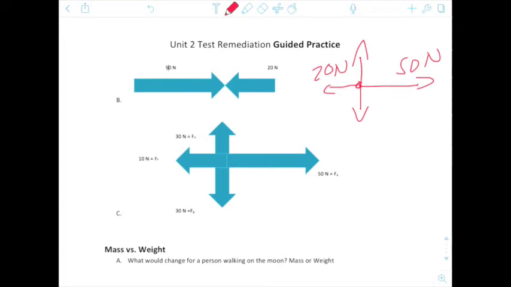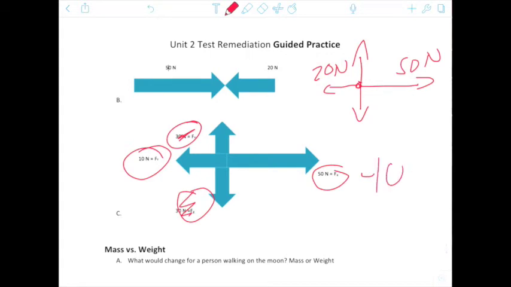And lastly, we see that we have 30 and 30, and those are equal, they balance out, and we have 10 and 50. So 50 minus 10 would be a net force of 40 newtons.